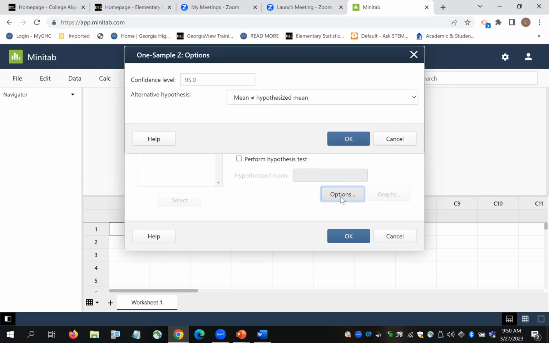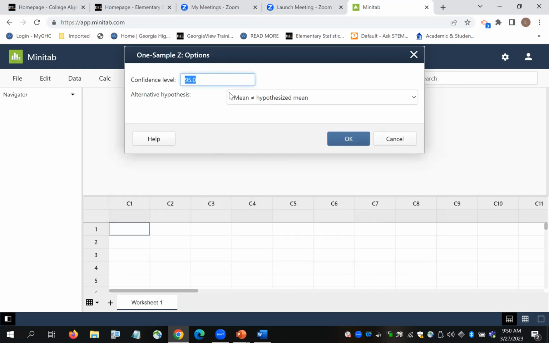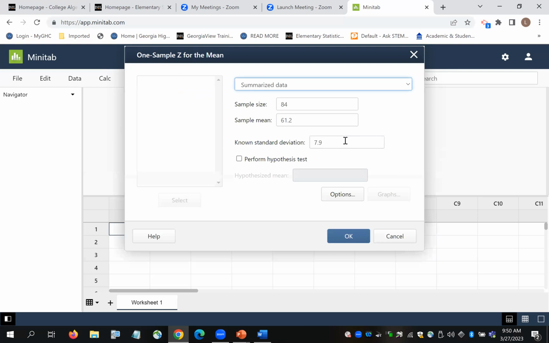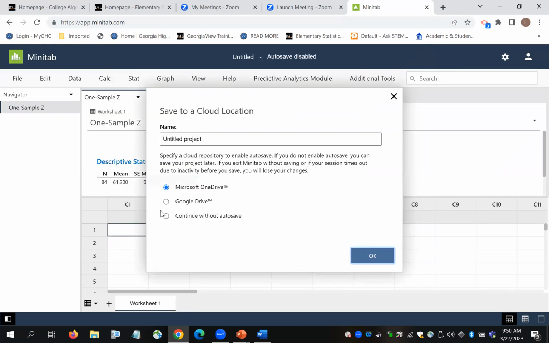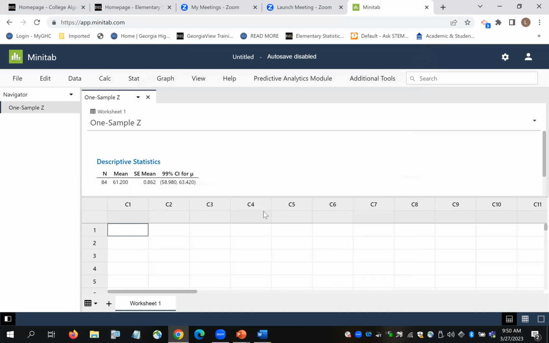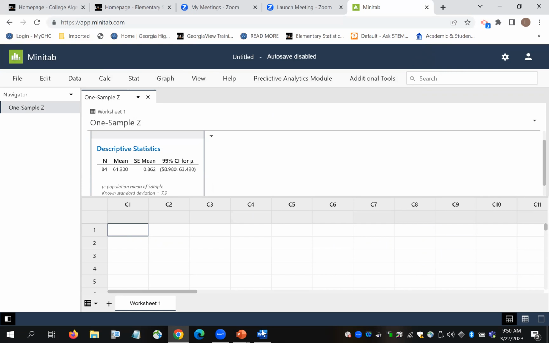I go to Options. I want the 99% confidence interval, so I need to change this to 99. My alternative hypothesis always stays at not equal. I click OK. OK. And we get our results. Okay, and I'm going to copy them over to our paper.